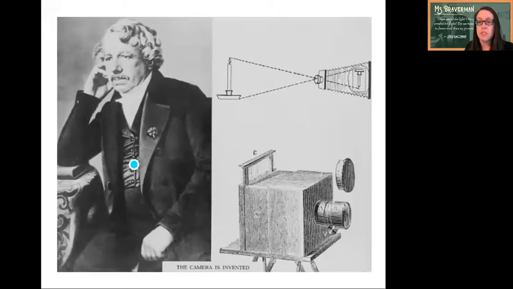Even though he's famous for his contributions to photography, he was an accomplished painter. He developed the diorama theater, and what we're going to do now is look at one of his photographs and one of his paintings together.